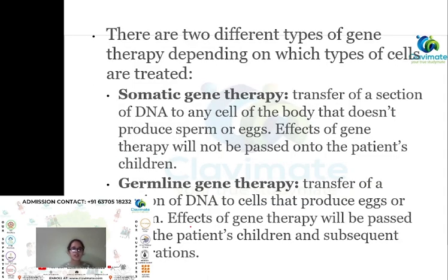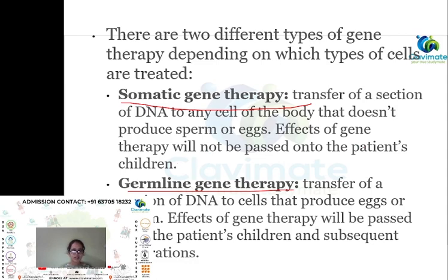So there are two different types of gene therapies depending on which type of cells are being treated. One is somatic gene therapy and the other one is germline gene therapy. Coming to the somatic gene therapy, here there is transfer of a section of DNA to any cell of the body that doesn't produce sperm or eggs. In this, we transfer the section of DNA to any cell of the body, the exception being sperm or eggs. Effects of gene therapy will not be passed on to patients' children.